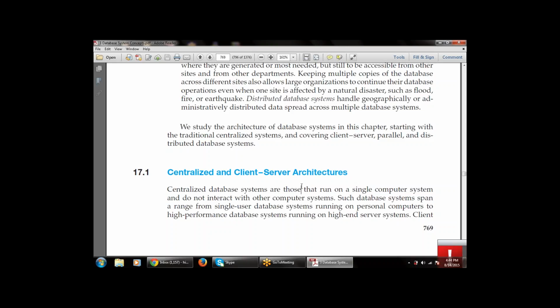Centralized database systems are those that run on a single computer system and do not interact with other computer systems. They work only on a single computer system. Such database systems span a range from single user database systems running on a personal computer, to high performance database systems running on a high-end server system.